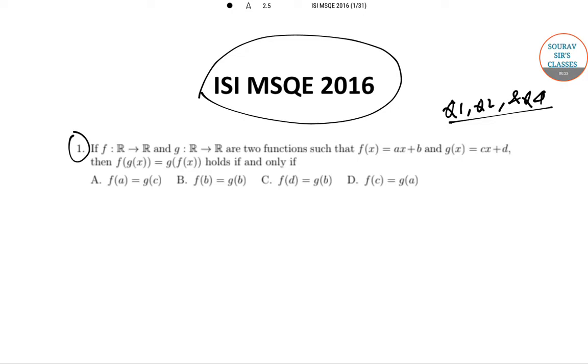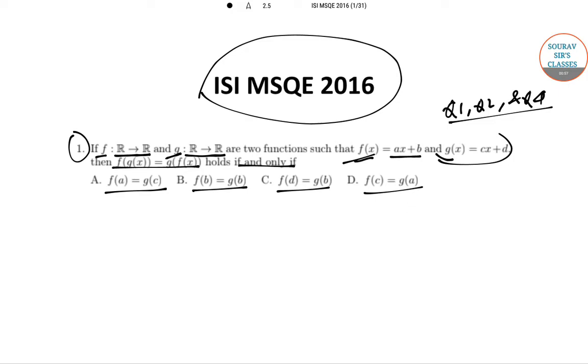In question number 1 it is said that function f goes from R to R and function g goes from R to R, such that f of x is equal to ax plus b and g of x is equal to cx plus d, then f of g of x is equal to g of f of x. This holds if and only if f of a is equal to g of c, f of b is equal to g of b, f of d is equal to g of b, and f of c is equal to g of a.